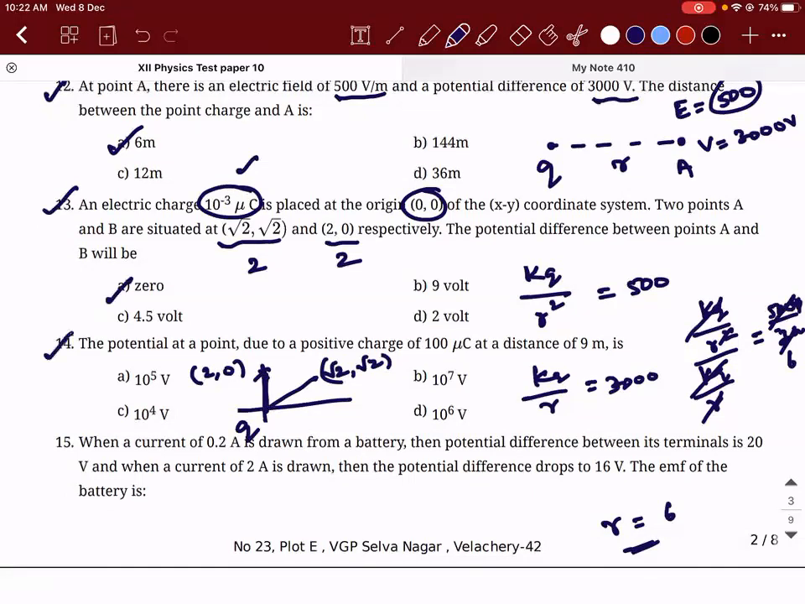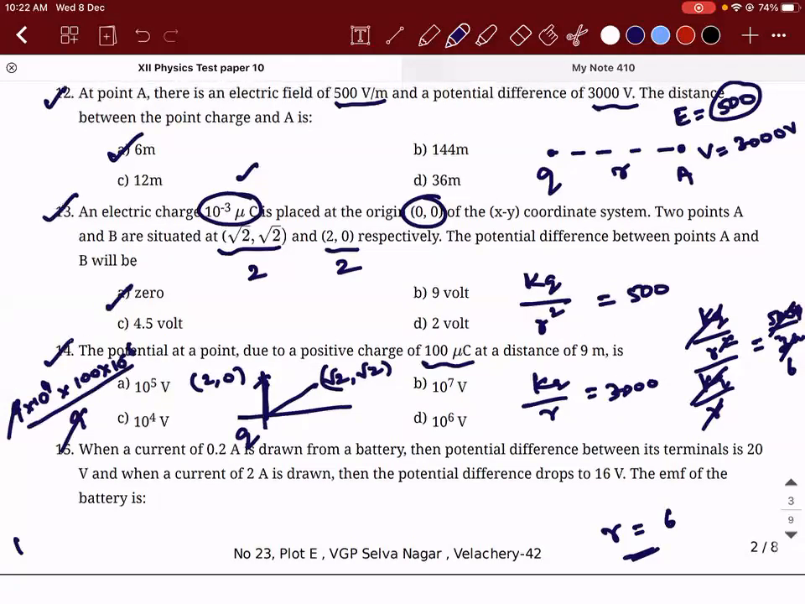14th. The potential at a point due to the positive charge of 100 microcoulomb at a distance of 9 meters. So 9 into 10 power 9 into 100 into 10 power minus 6 divided by 9. 9 and 9 will get cancelled. 100 into 10 power 3, that is 10 power 5 volt. 14th one is A.